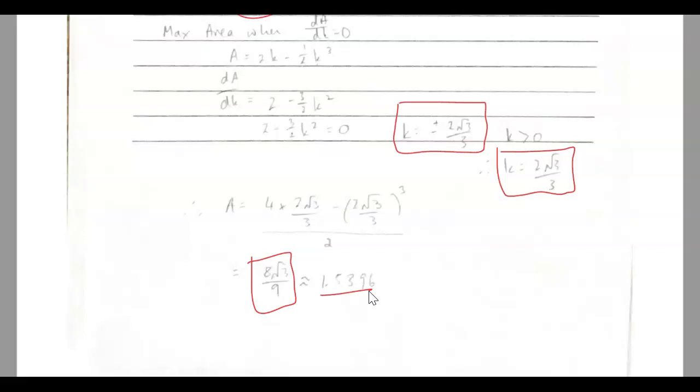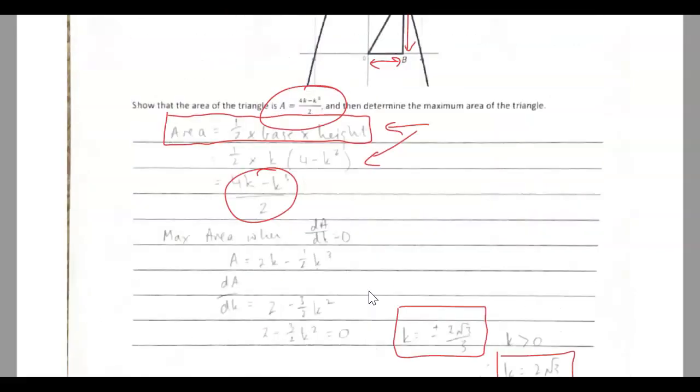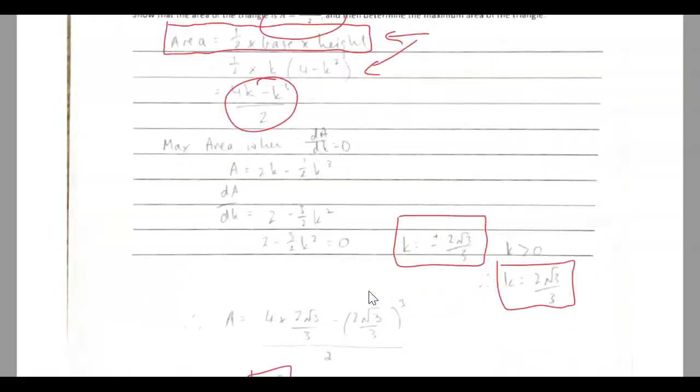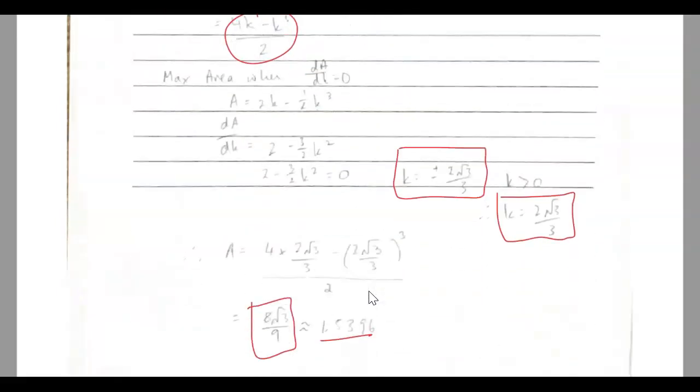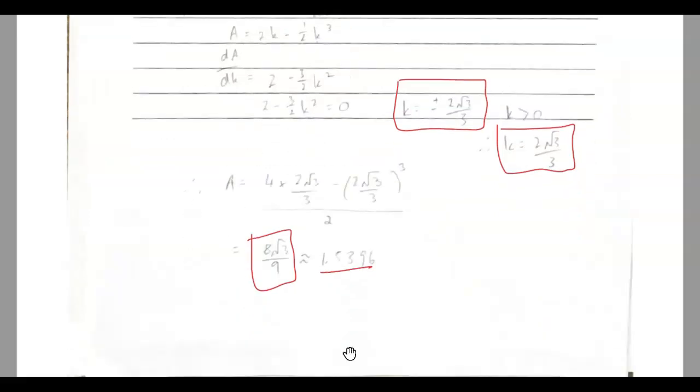You would hate to do lots of working. A question like this is probably worth 2 marks, and if you go from 8 root 3 on 9 to the decimal, you've lost your mark. So you need to leave it as an exact value unless it says otherwise.